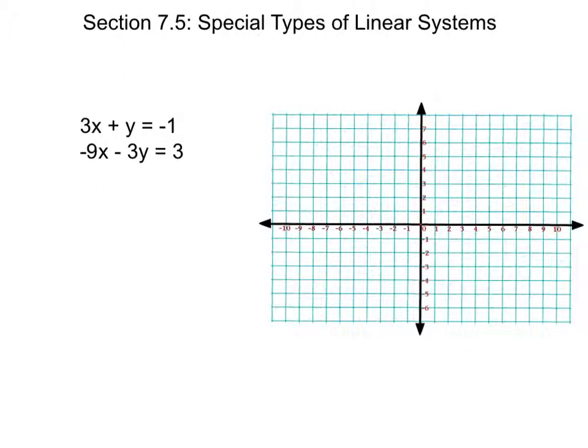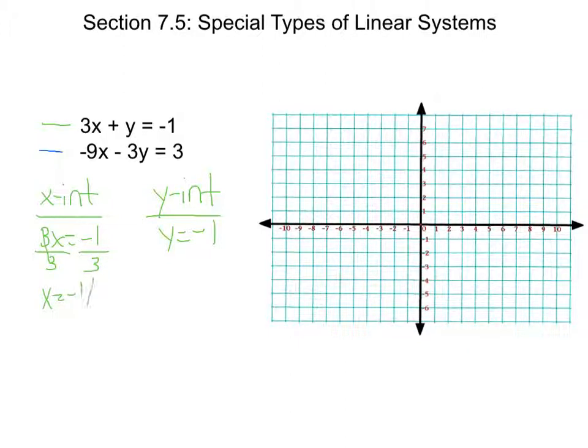So now we have another system, and we're going to do the same thing. We're going to graph using our intercepts. So again, we have our green line and our blue line. For the green line, we have our x-intercept and our y-intercept. So 3x equals -1 and y equals -1. When we divide by 3, x is -1/3.